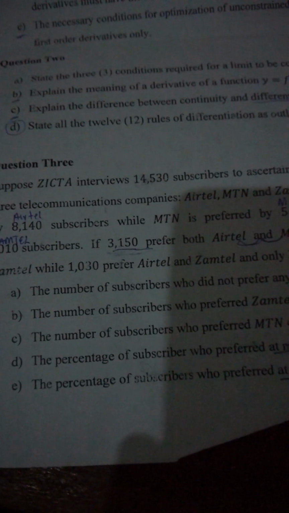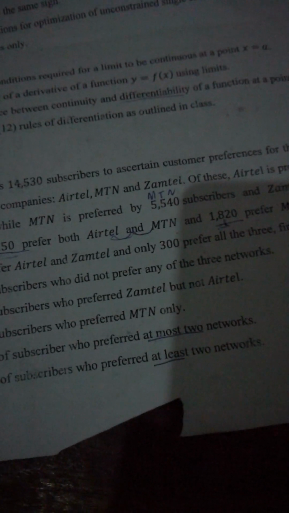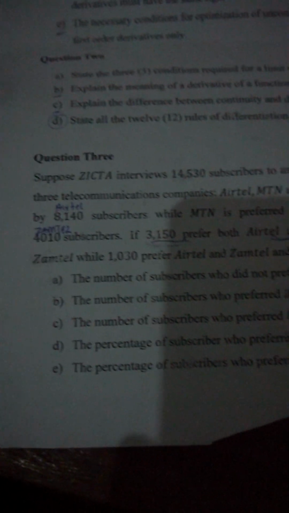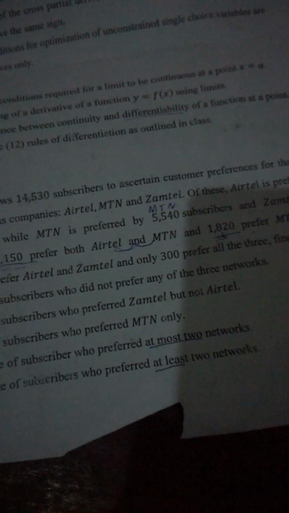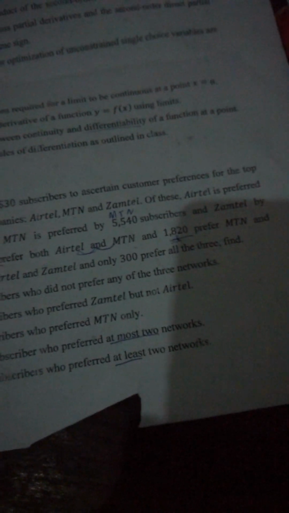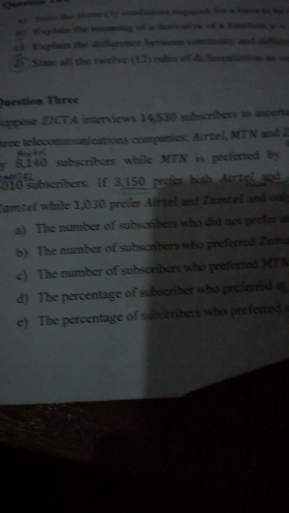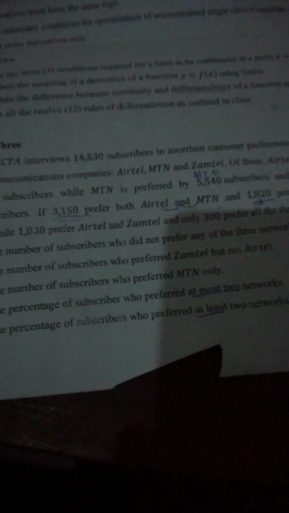If 3,150 prefer both Airtel and MTN, and 1,820 prefer MTN and Zamtel, while 1,030 prefer Airtel and Zamtel, and only 300 prefer all the three, find the following questions that have been given here. Now, the key here is about understanding the question.